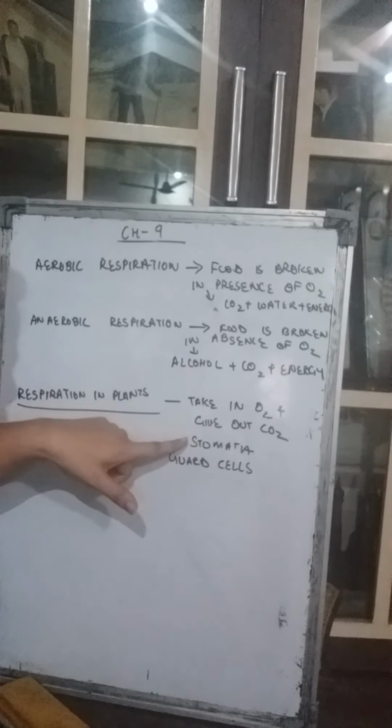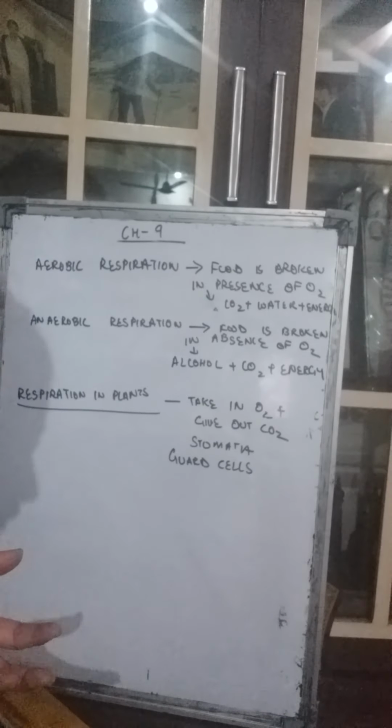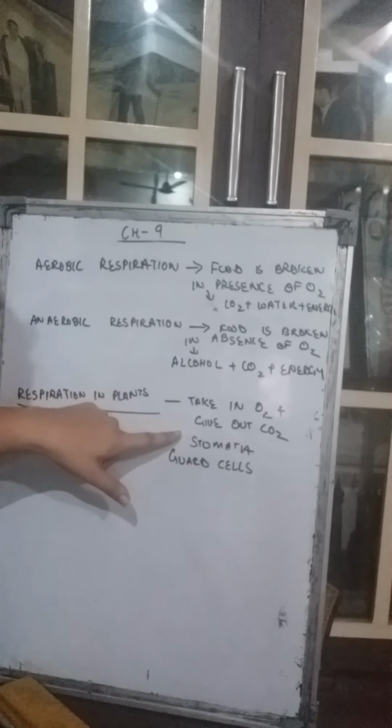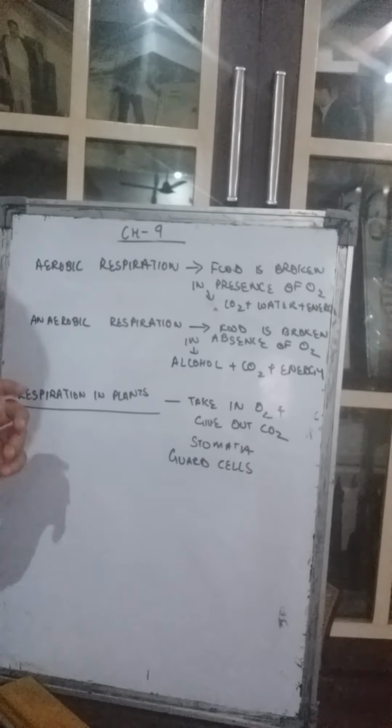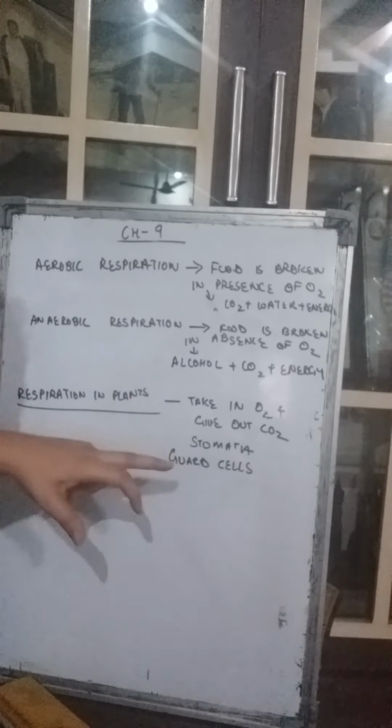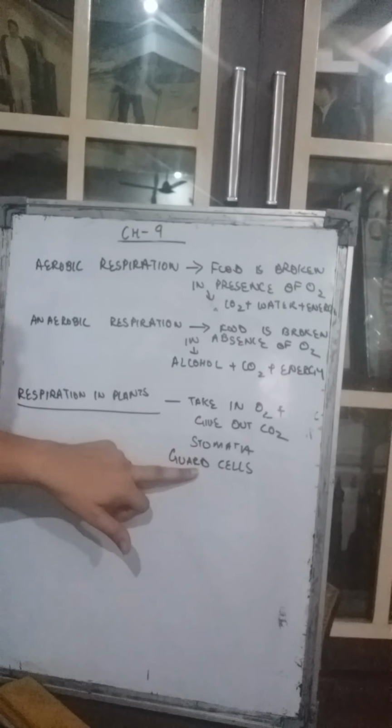Okay, and this is done through tiny pores called stomata. They are present on the lower part of the leaf. Okay, and these stomata, their openings are regulated. I mean, they are opened or closed with the help of guard cells. Guard cells are present on either side of the stomata and they help in the opening or closing of the stomata. Okay, and after that, this activity 3 is cancelled. We are not doing this activity number 3.